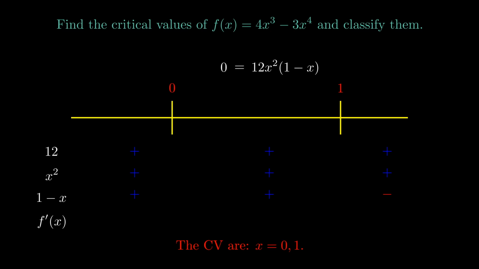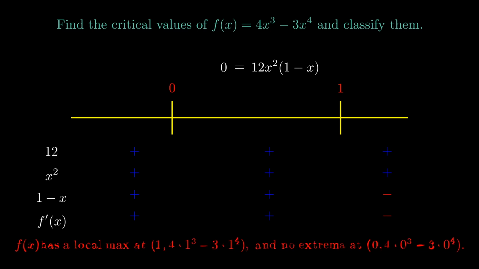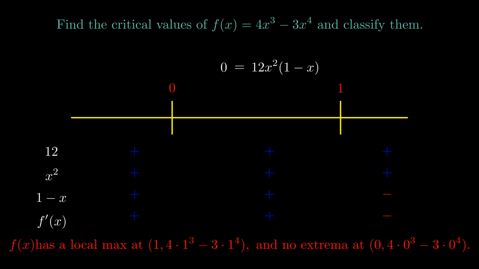And we see that f increases until x is 1 and then decreases afterwards, and thus has a local maximum when x is 1. Since f prime of x does not change signs when x is 0, it does not produce an extrema, and we can find the exact points.